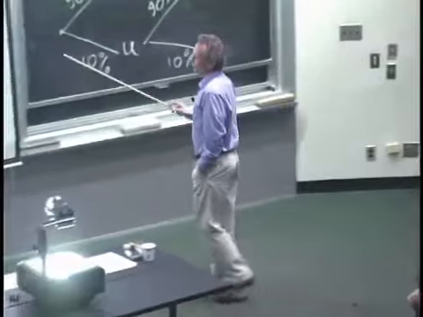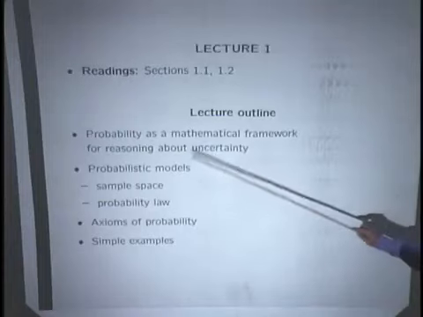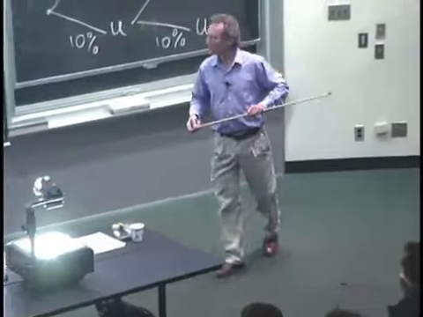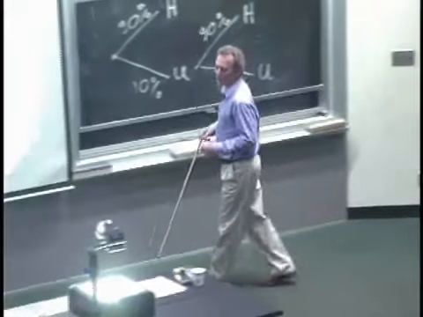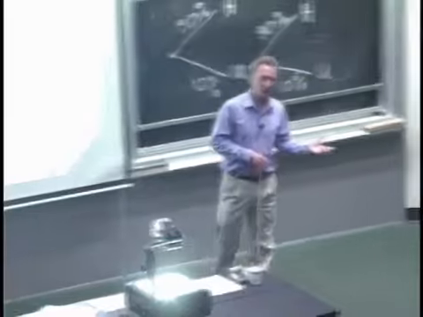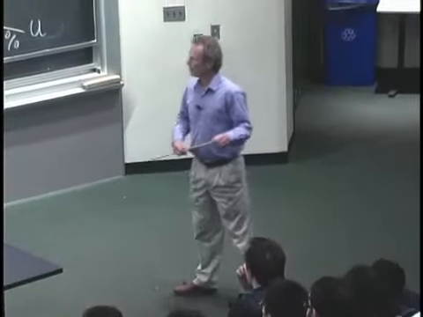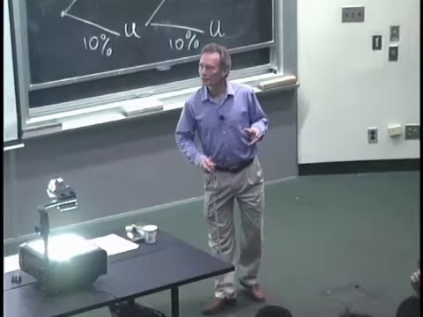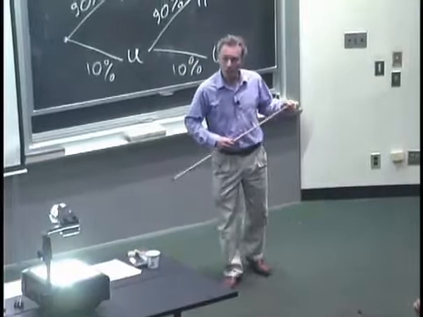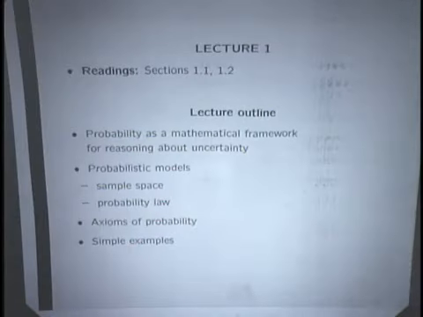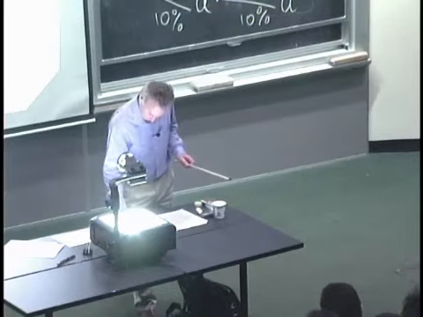So we're going to talk about probabilistic models in more detail: the sample space, which is basically a description of all the things that may happen during a random experiment, and the probability law, which describes our beliefs about which outcomes are more likely to occur compared to other outcomes. Probability laws have to obey certain properties that we call the axioms of probability. So the main part of today's lecture is to describe those axioms, which are the rules of the game, and consider a few really trivial examples.